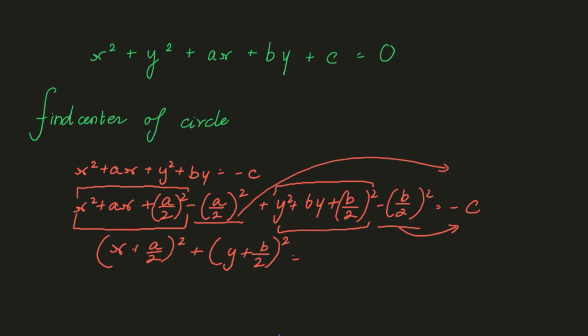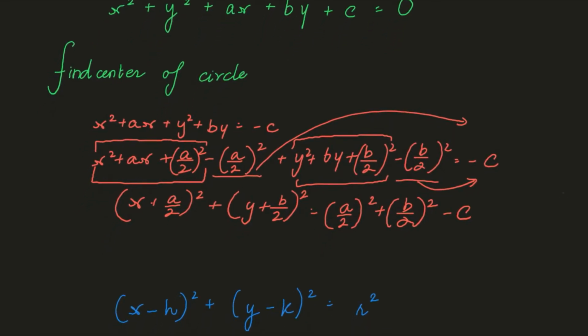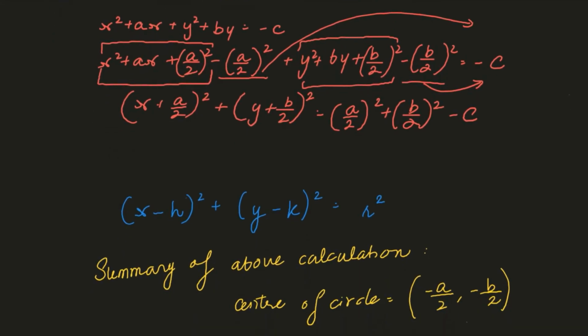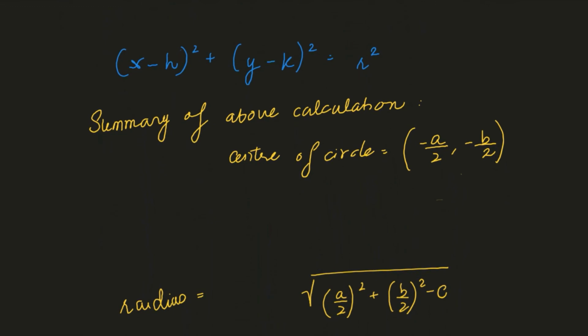So (a/2)² + (b/2)² - c. Now you have something that looks like the original equation, because the original equation looks like this: (x - h)² + (y - k)² = r². So the summary of this calculation is that the center of the circle is -a/2 and -b/2 for the y coordinate.